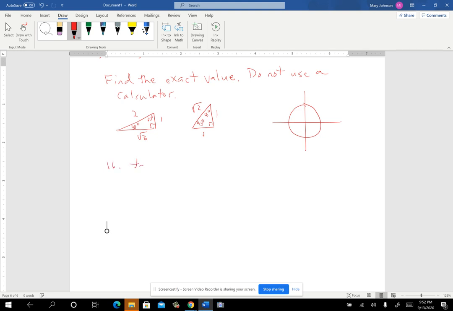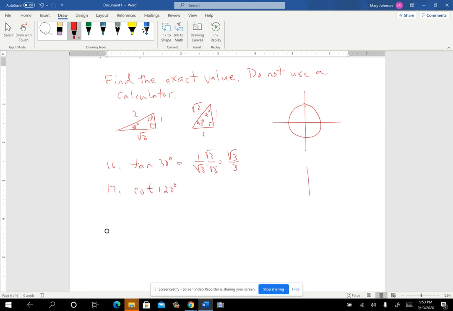So on 16, I'm being asked for the tangent of 30 degrees. I can just look at the 30, 60, 90 triangle, and I know it's opposite over adjacent. And when I rationalize that, I'm going to get square root of 3 over 3. Done. 17 wanted the cotangent of 120 degrees.